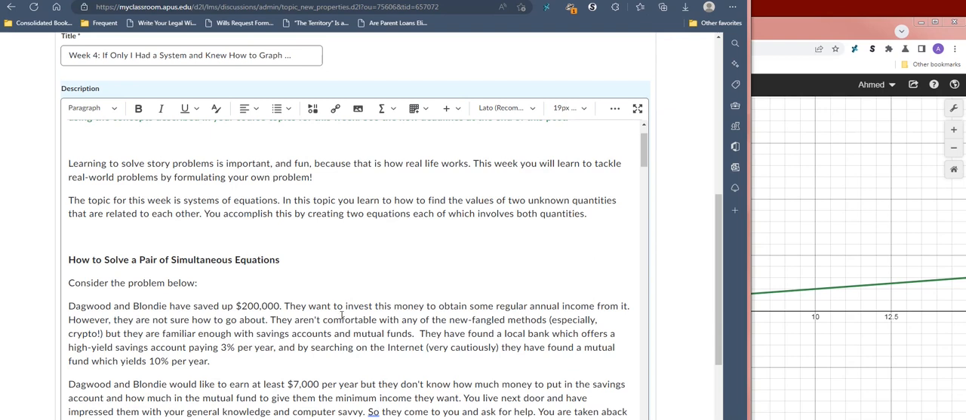So what they've chosen to do is to put a portion of their investment into a high yield savings account with a bank, and a mutual fund which gives a higher rate of return. The rate of return on the high yield savings account is 3% or 0.03 in decimal form, and on the mutual fund is 10% or 0.10 in decimal form.